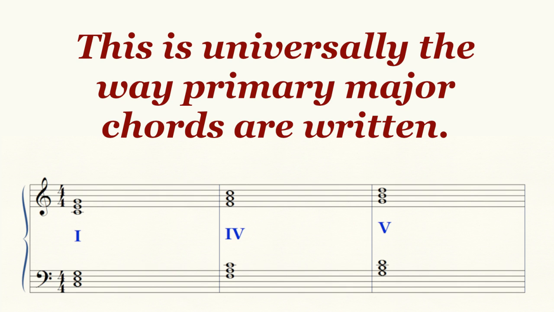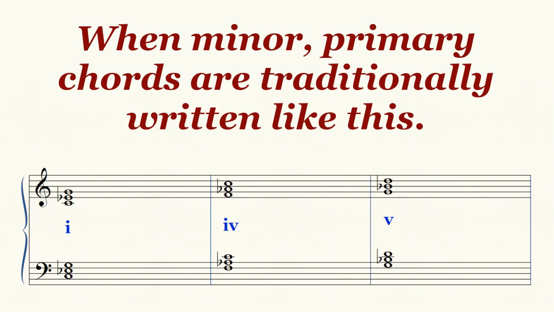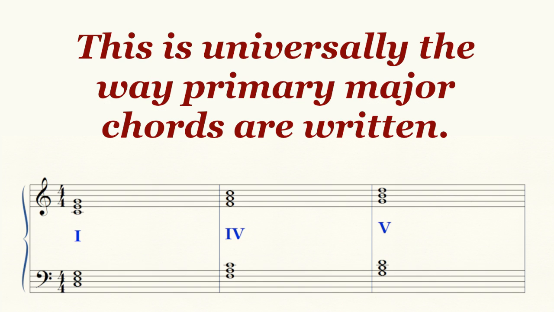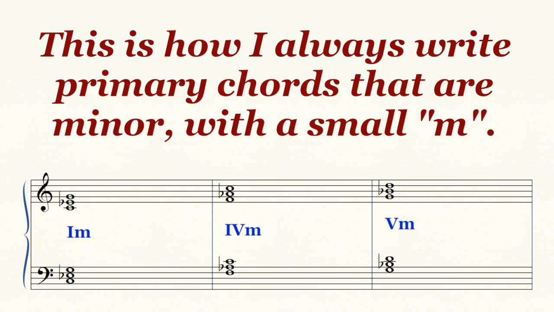The problem is that by using this alternate system of capital letters in Roman numerals for major chords and small letters with the Roman numerals for minor chords, we now have 2 different systems. And I object to that because it complicates things eventually when music becomes more sophisticated. Instead, in my notation, I always use capital letters with Roman numerals for major, and then I do the same thing for minor with the addition of a small m.